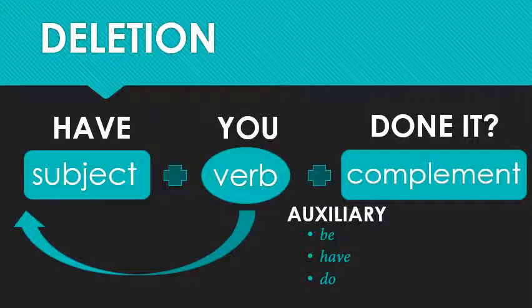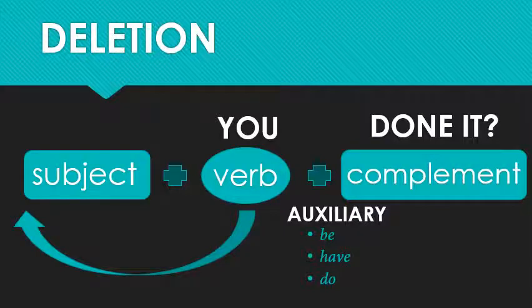So let's go back to have you done it. The problem is that the modals have too much information, but the auxiliaries are blank slates. They don't have meaning on their own. They're there for grammatical function. And so because of that, it doesn't really matter as much if you get rid of them. They don't have meaning, they just have function. So, like I said, deletion, very simply, is deleting a word. Which word?